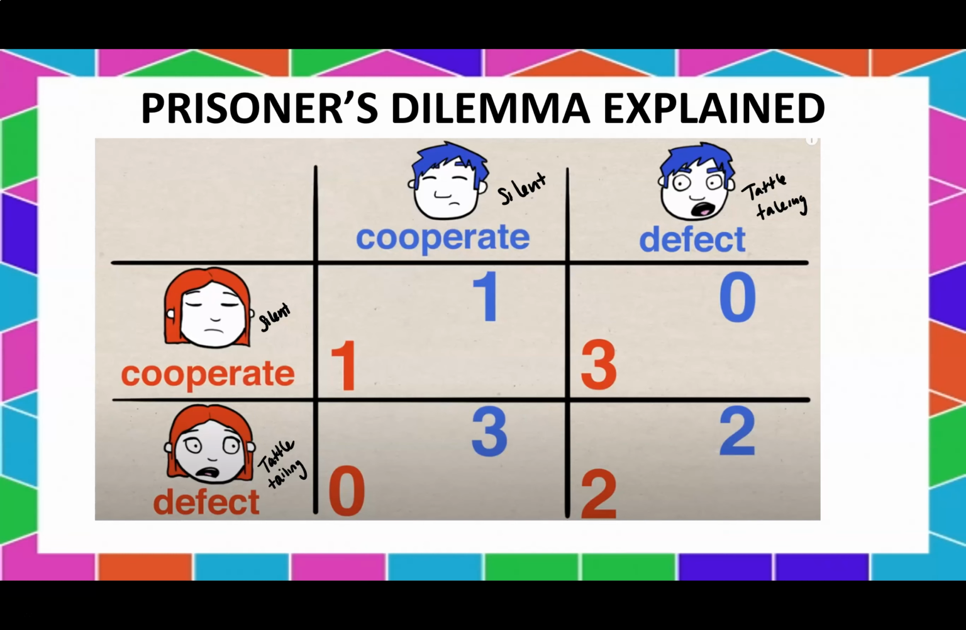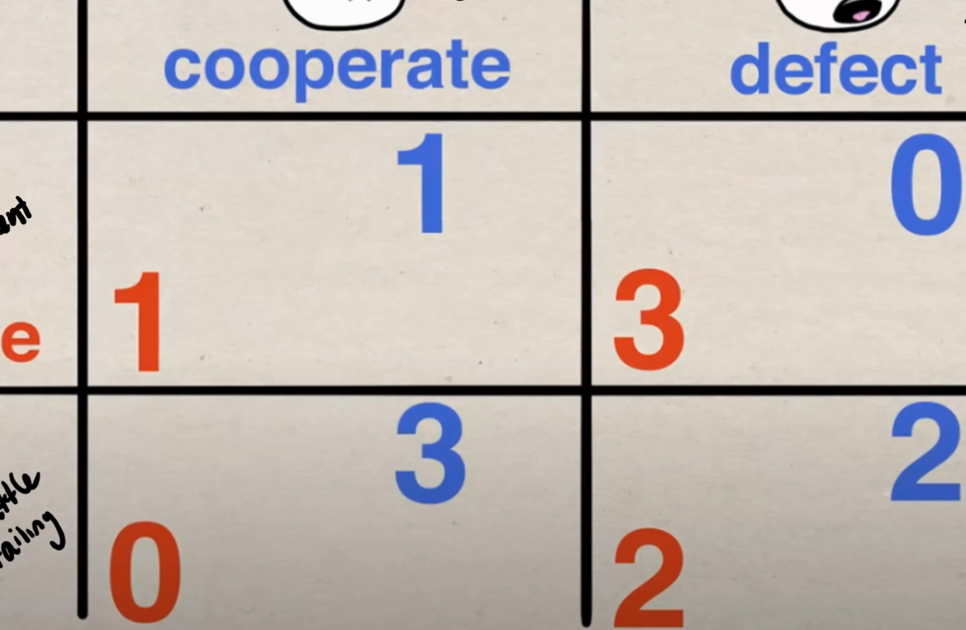So in this situation, let's say they both stay silent. They say, who committed this crime? And Miss Red says, I'm not telling. And Mr. Blue says, I'm not telling. And they both end up getting 1 year in jail. So 1 year for Miss Red, and 1 year for Mr. Blue.